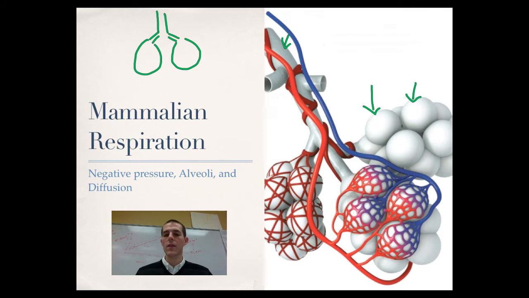Obviously, these surfaces need to be moist, or gas exchange can't happen, because that requires a moist surface in order to exchange gases. I've got right here a negative pressure. So what this means is that our breathing is based on negative pressure. What happens is when you breathe out, your lungs kind of go to their normal state.